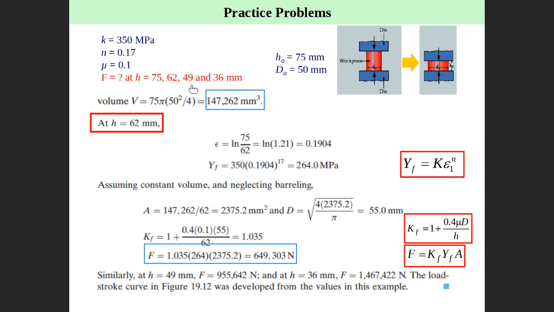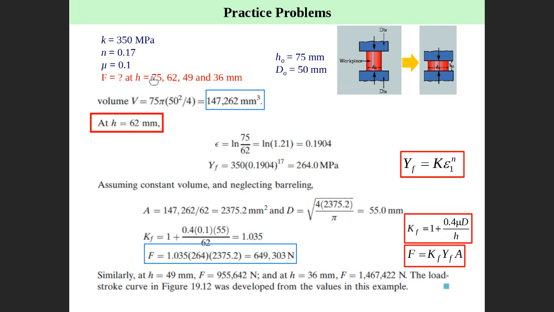What about force at 49? Same. In 49 you go to here, 49, then you need to obtain the area at 49. Volume is constant. You get the area, you get the diameter, you calculate KF. You calculate epsilon at 49 because it is ln 75 divided by 49. And then you can obtain Y flow, and then you get the force at 49. What about 36? Also same. You apply 36 and you do the same.